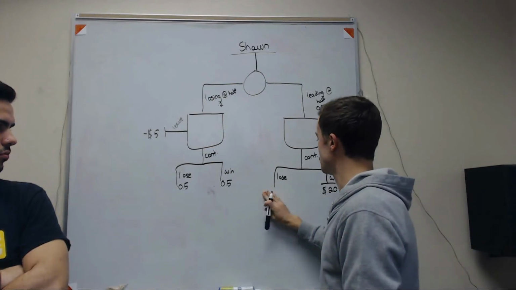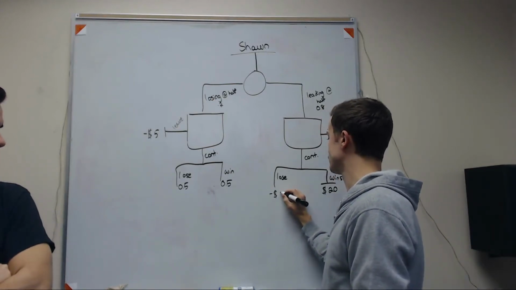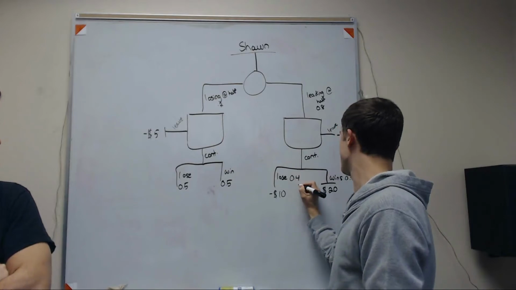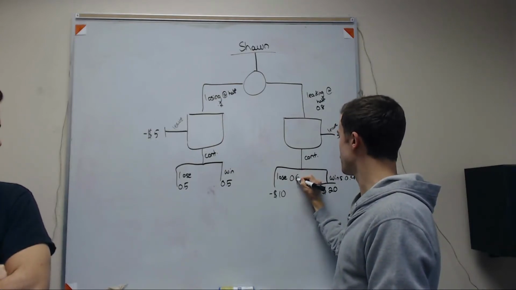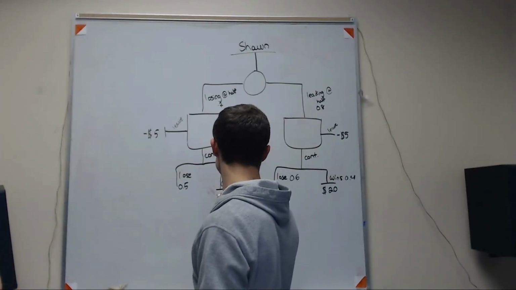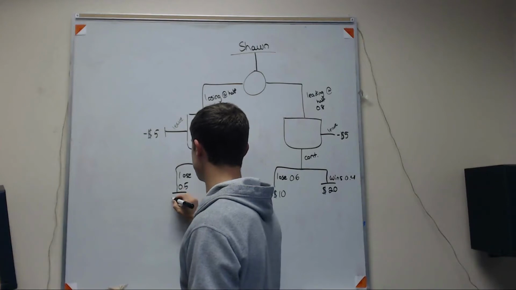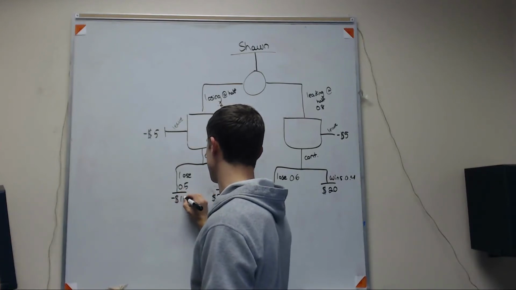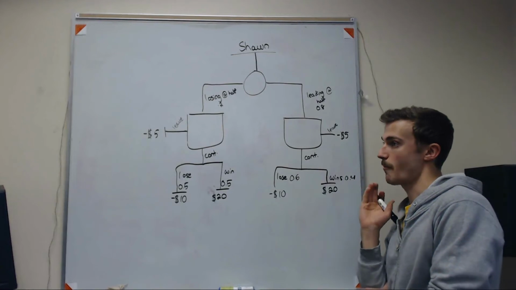And then this one, if he loses, then he has negative 10. Just write the probability, 6. And then this one, same situation, $20. And then down here, negative 10. Alright, so now you got full credit.